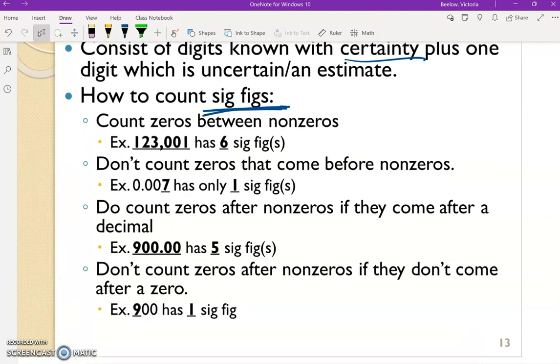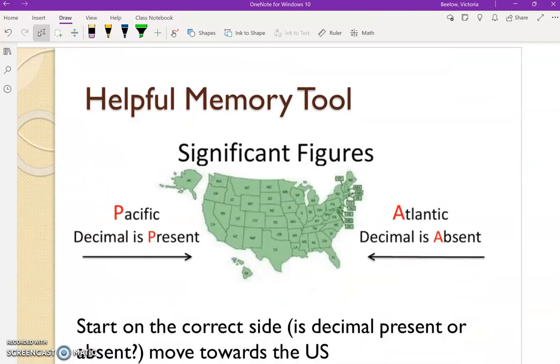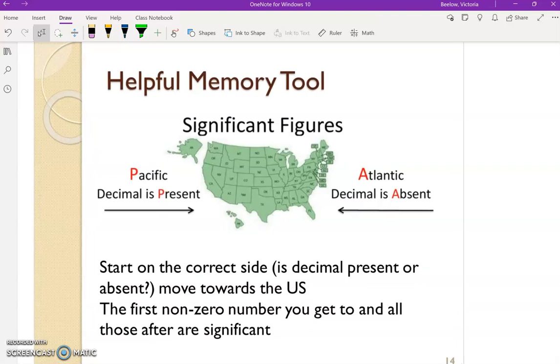So here's kind of the rules for significant figures and a few examples, okay? So you can read over these, okay? I'm not going to go through these just because it's very repetitive. Rather, I'm going to show you a tool for how to figure out how many sig figs you have. That's a nifty way to remember them. So if you're thinking about the United States being right here, Atlantic is on this side, the East Coast. Pacific is on the West Coast.